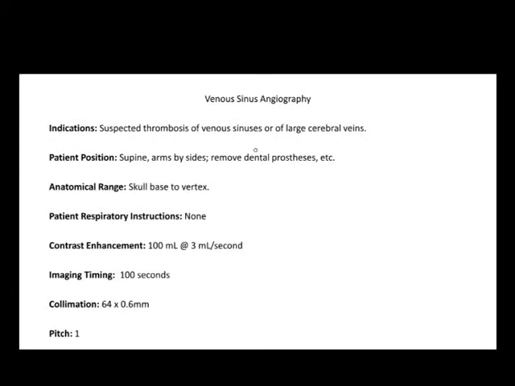Patient is going to be supine with their arms by their side. Their head is going to be in the head restraint, and we're scanning from the skull base to the vertex. No respiratory instruction. It's 0.6 by 64, and pitch is going to be 1. As we saw with the previous, a routine head without should be done first.